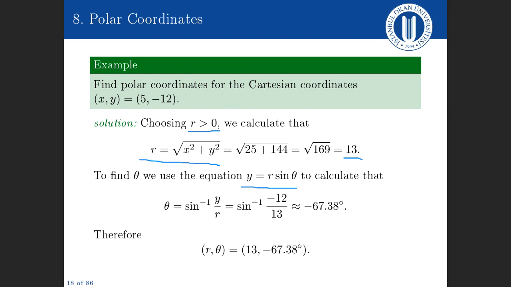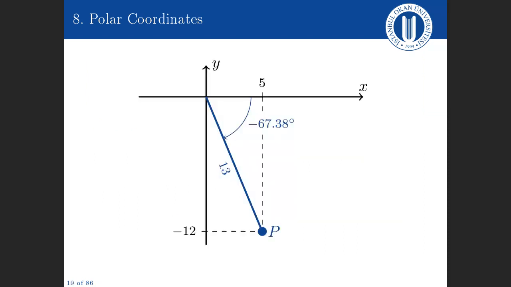Using this, rearranging it to theta is inverse sine of y over x, I get approximately minus 67.38. So the one answer to this question is 13, minus 67.38 degrees. Now, it's easy to make a mistake when we measure this angle, so it's always a good idea to draw a picture and just see if this answer looks correct.